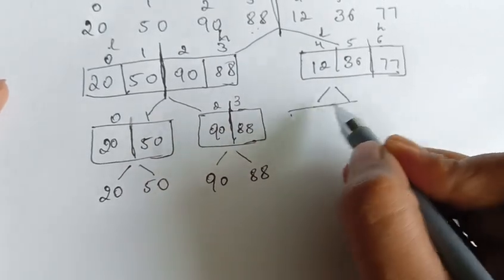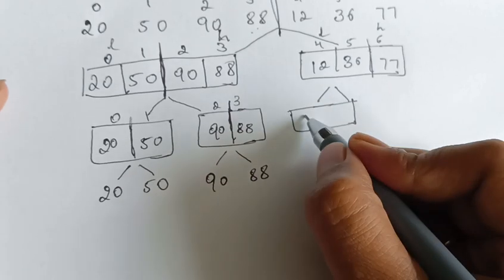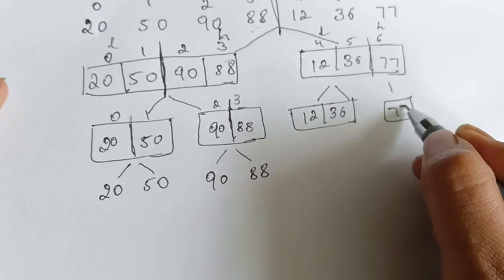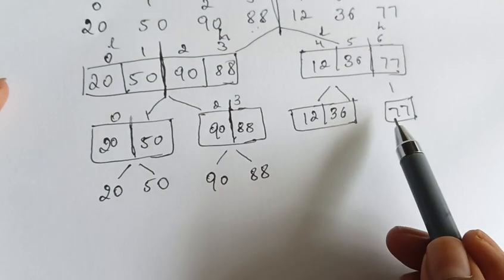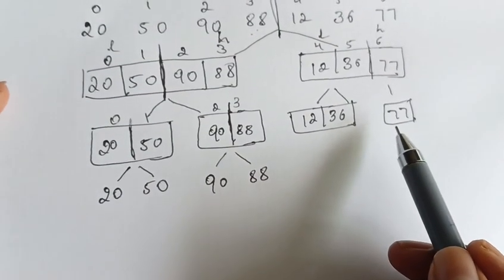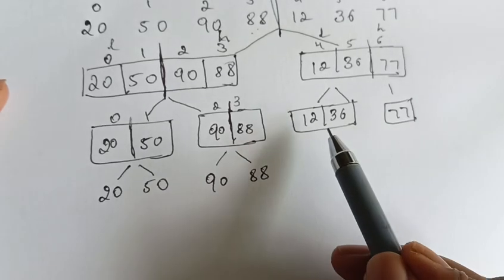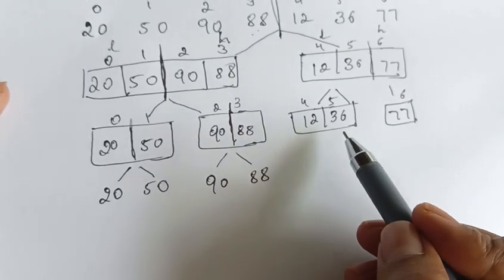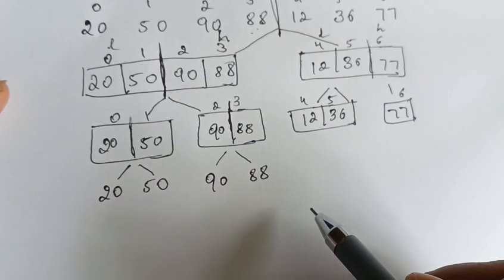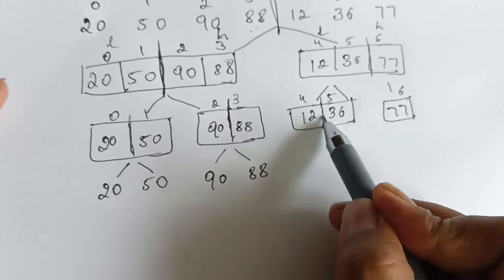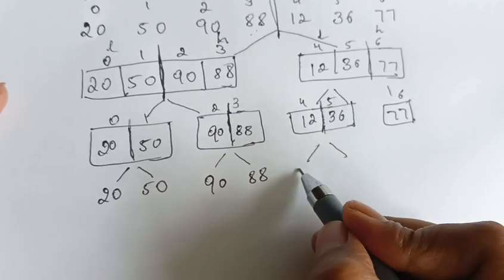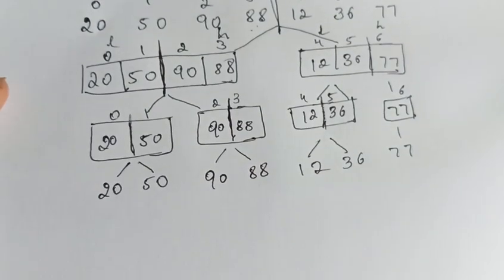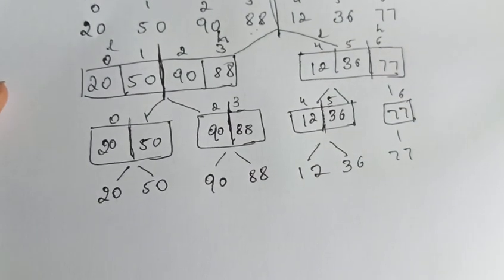This one, 12 and 36. This is 77. This one already has only one element, so no need to divide it further. This one I have to take. Yes, 4 plus 5, that is 9 divided by 2, that is 4.5, that is 4. Flooring function we are using. So at 4 I have to divide: 12, 36. This is how I'll perform the division.